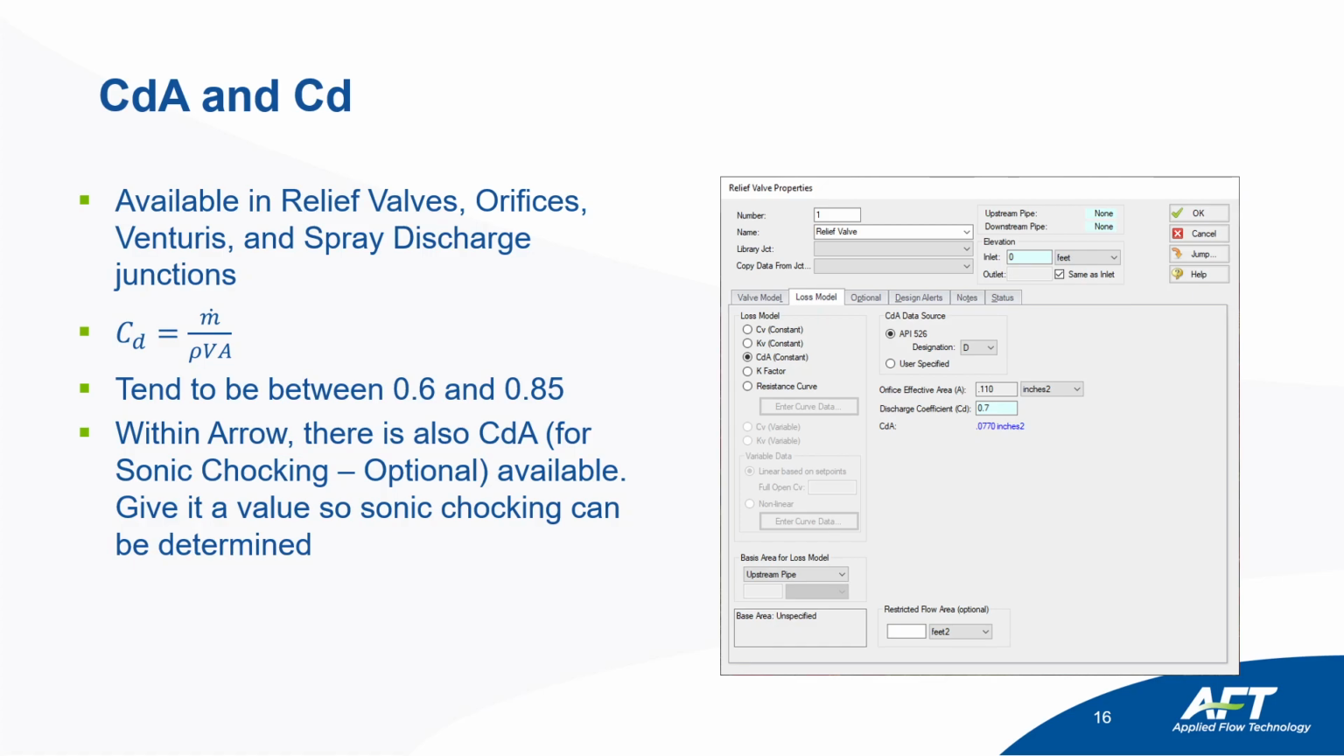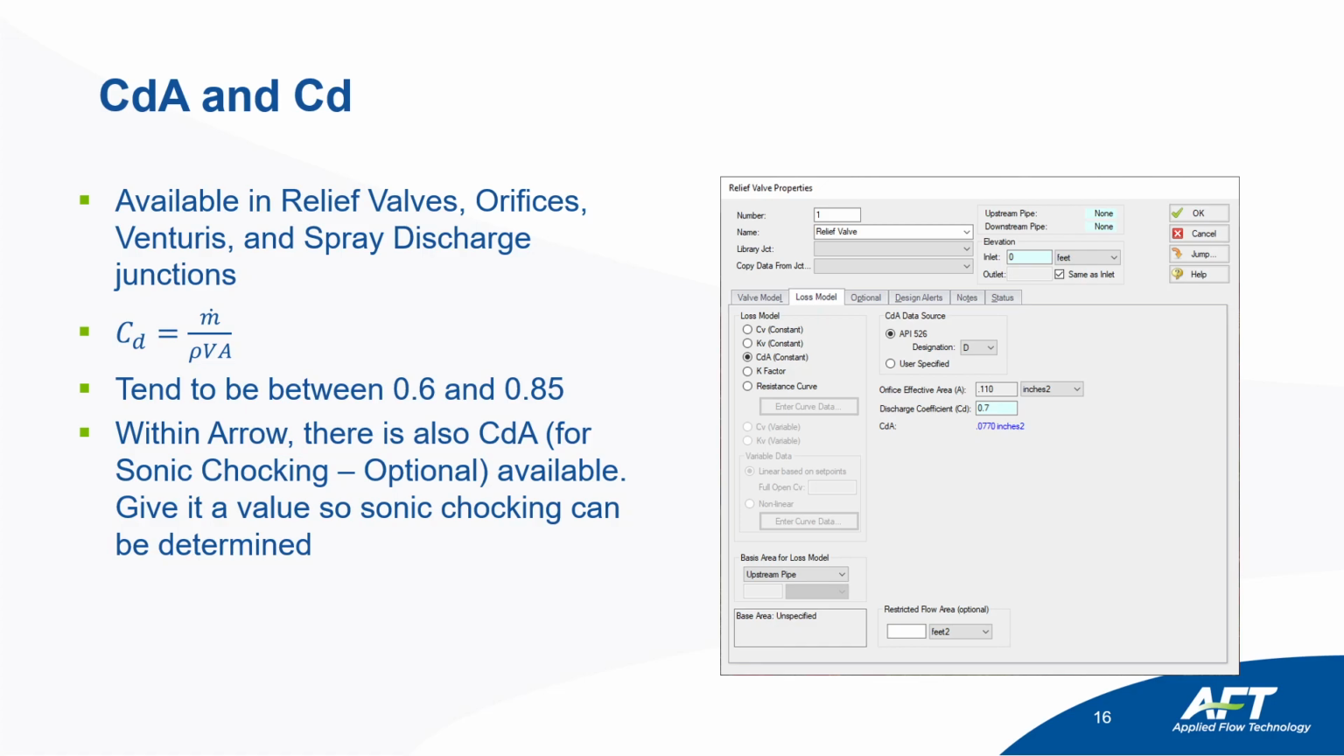These tend to be within a range of 0.6 and 0.85. They could be outside them, but they just tend to fall within that range. And an interesting note here too, while we're talking about CDs and CDAs, within Aero, there is also the option for a CDA for sonic choking, optional. That's the way you'll see it.